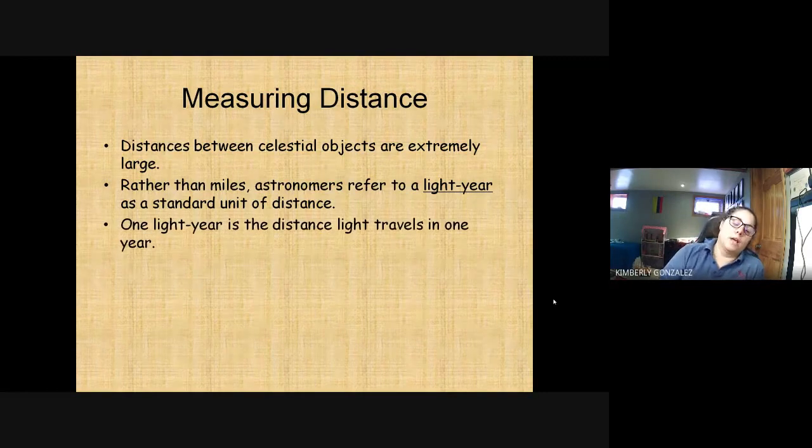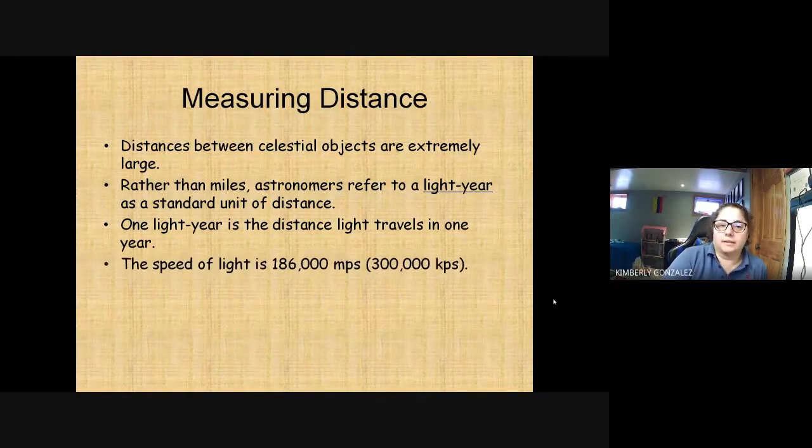Okay, so what is a light year? A light year is how much distance light will travel in 1 year. It makes sense. And in order to do that, you need to know how fast light will travel in general. Light's going to travel 186,000 miles per second, or 300,000 kilometers per second. Make sure you understand this. This isn't per hour. This is per second.